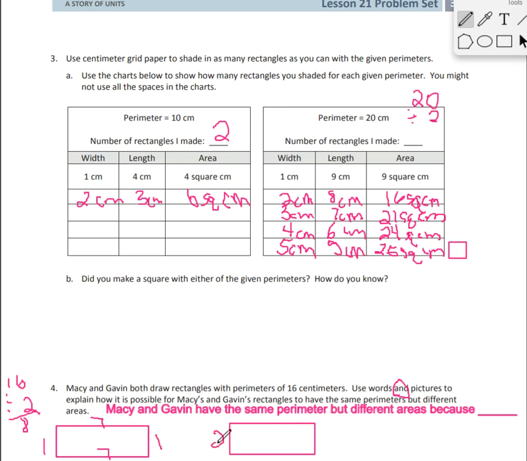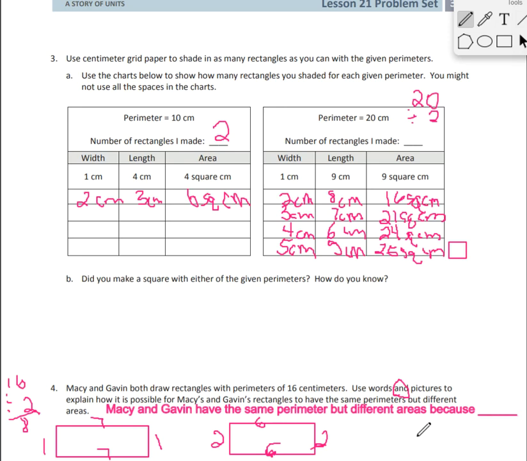Now I'm going to make this one bigger and this one smaller. So I increase the width and I decrease the length. And I will also end up with a perimeter of 16 because 6 plus 6 is 12. 12 and 2 more is 14. 14 and 2 more is 16. So I gave you a sentence starter. Macy and Gavin have the same perimeter but different areas because, you're going to fill in the because on your paper. I want to know why.